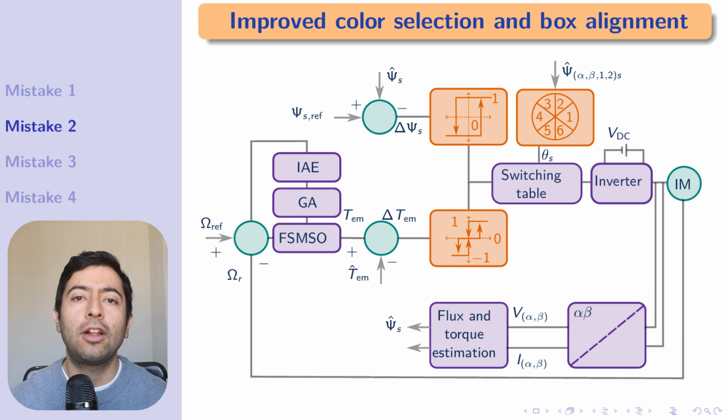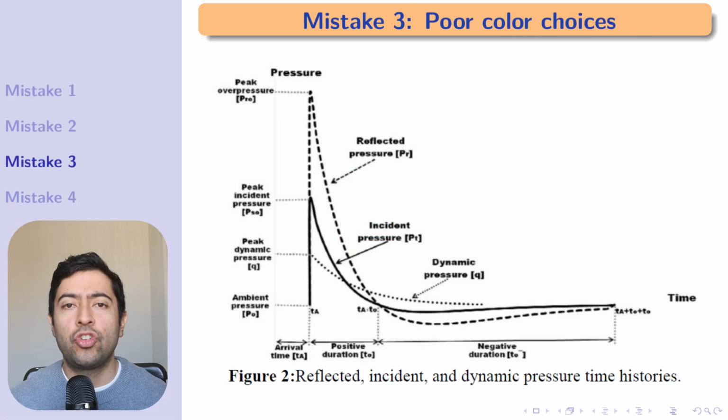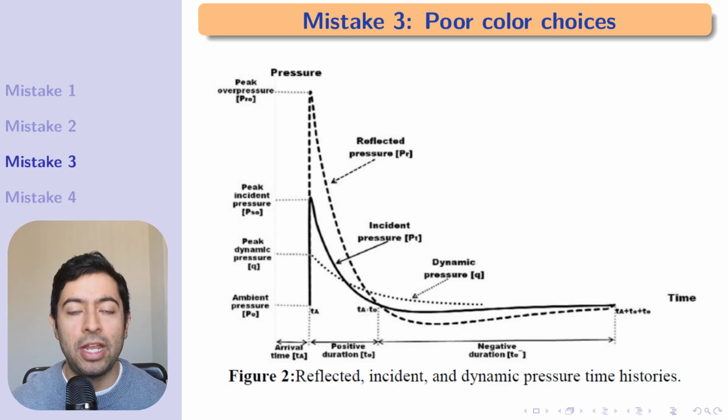Try to remove clutter as much as possible and try to be precise and concise with the message that you're trying to deliver. Let us go now to mistake number 3. And this is poor color choices or improper selection or differentiation between different information types.